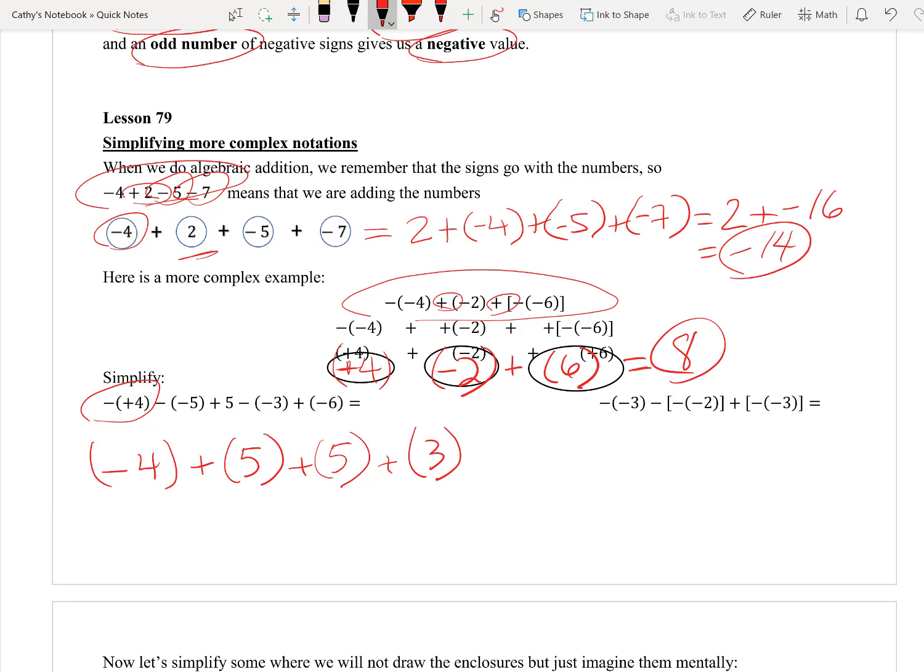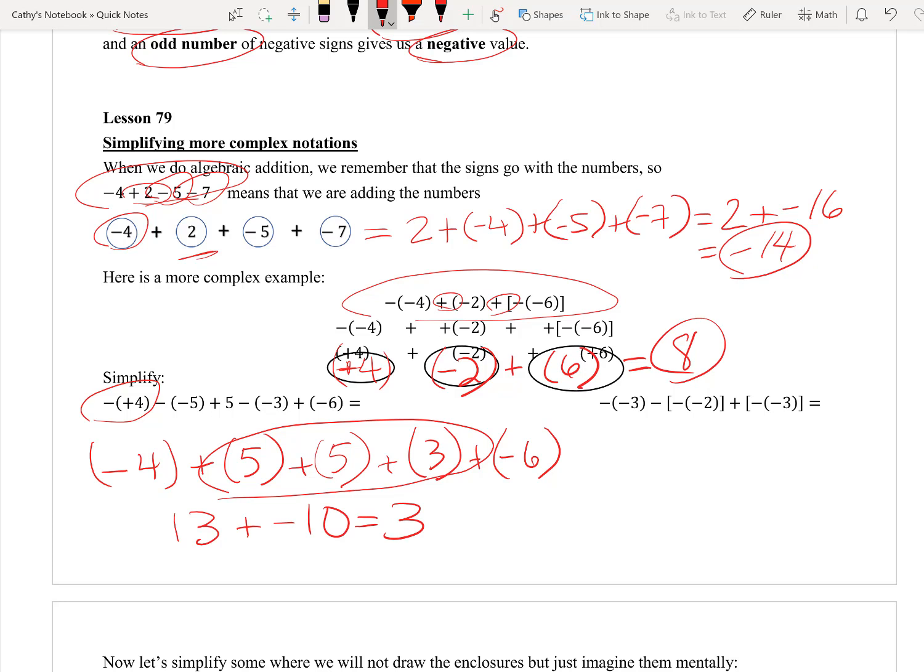And then the 6 just has a positive and a negative sign in front of it. It just has one negative, so that's odd, so it is a negative number, so negative 6. All right, so now you can look at your positive numbers here. That's going to be 13. And your negative numbers, negative 6 and negative 4, would be negative 10. So you've got 13 plus negative 10 will give you 3.